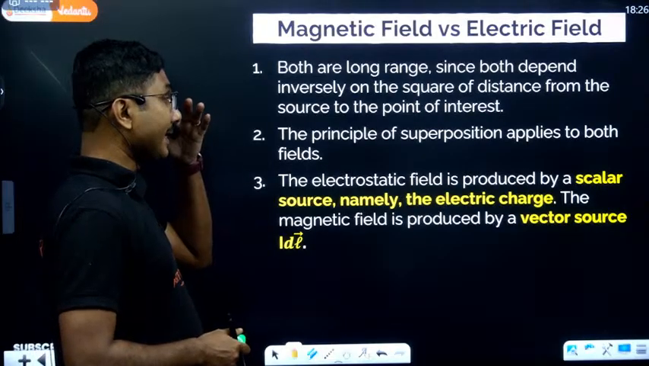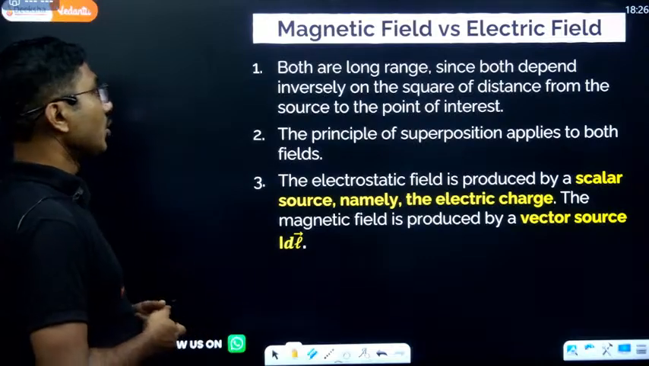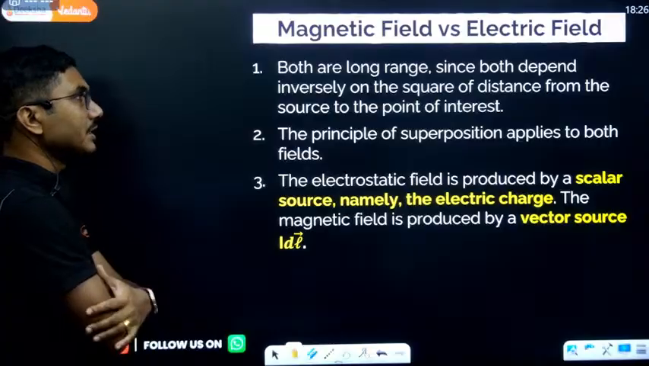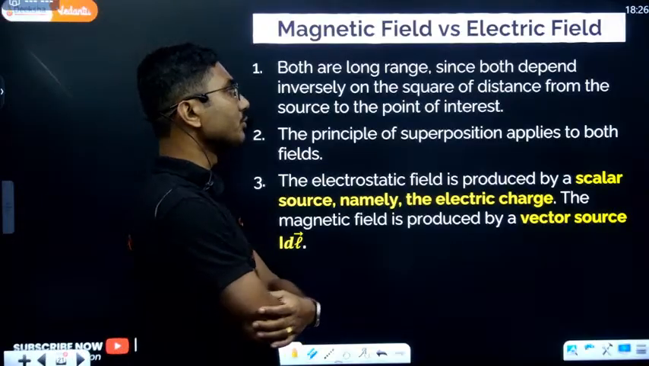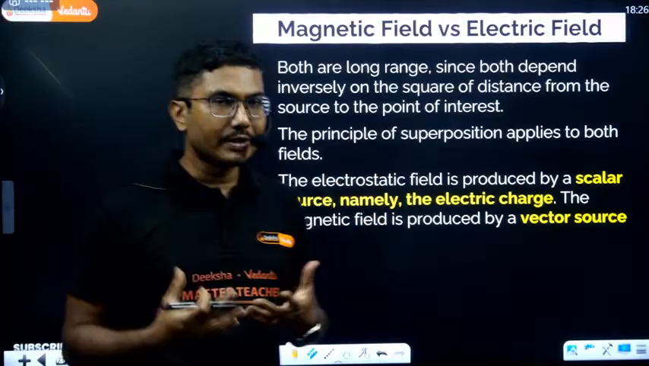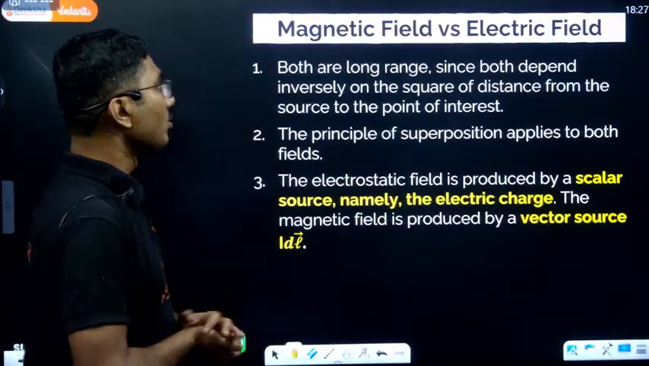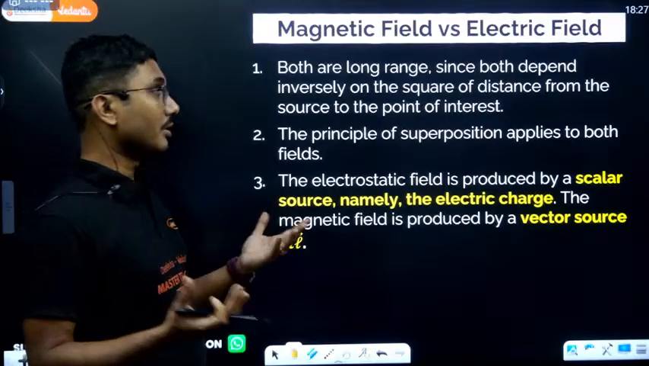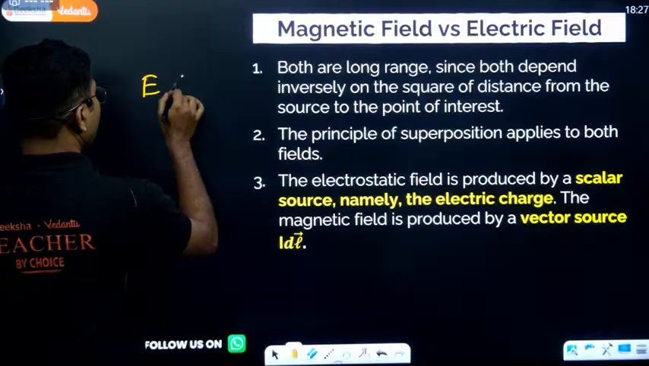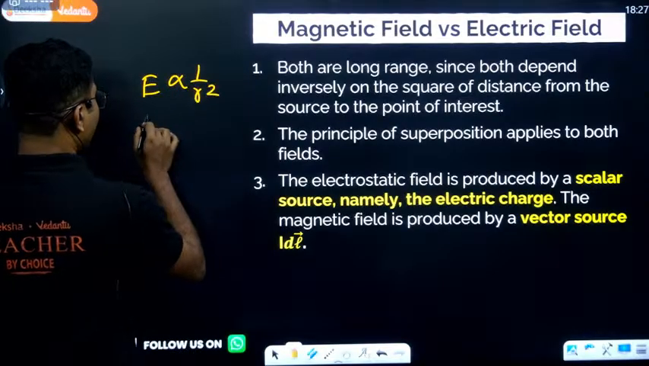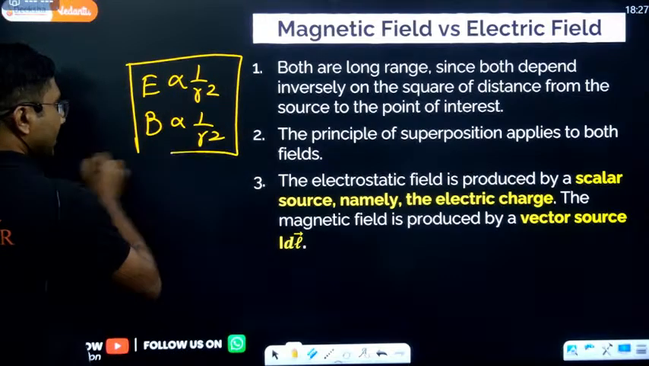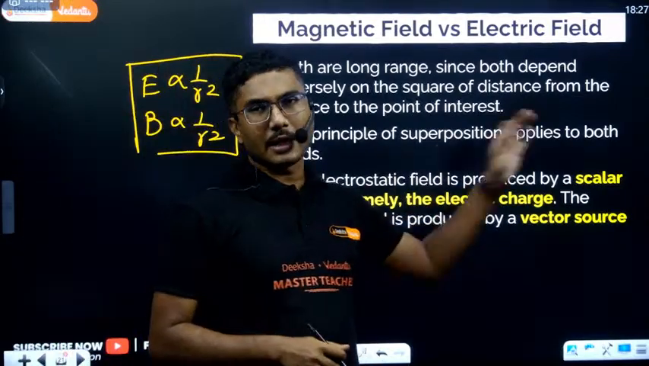Now, magnetic field versus electric field. Both are long range, since both depend inversely on the square of the distance from the source to the point of interest. If you just consider the magnetic field and electric field due to a dipole, both are dependent on the square of the distance from the source. Electric field is proportional to 1 by r square. Magnetic field is also proportional to 1 by r square. The principle of superposition applies in both cases.